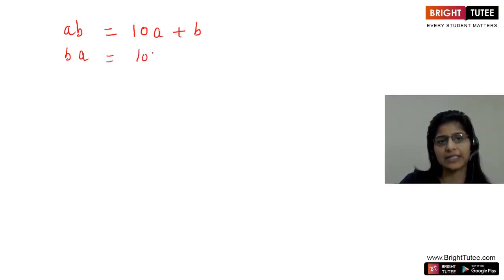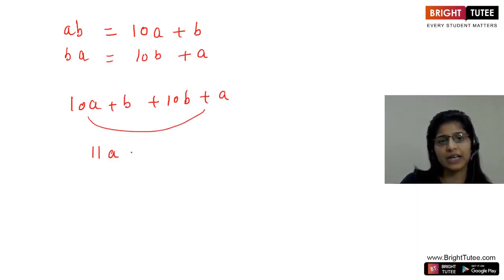Just see here. Suppose the 2-digit number is AB. I can write it in the generalized form as 10A plus B. Now what is she doing? She is asking them to reverse the number. Reversing the digits, I get 10B plus A. Then she asked to add the numbers. So we add 10A plus B plus 10B plus A. 10A plus A is 11A and 10B plus B is 11B.